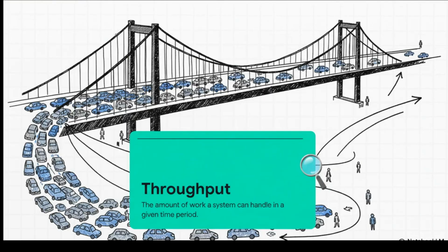Now, the other side of that speed coin is throughput. If latency is about how fast it feels for you, throughput is about how much the system can handle in total. What's its total capacity? How many people can use it at the same time without things grinding to a halt? The bridge analogy is perfect here. Low throughput is like a one-lane bridge at rush hour. It's going to be a total traffic jam.